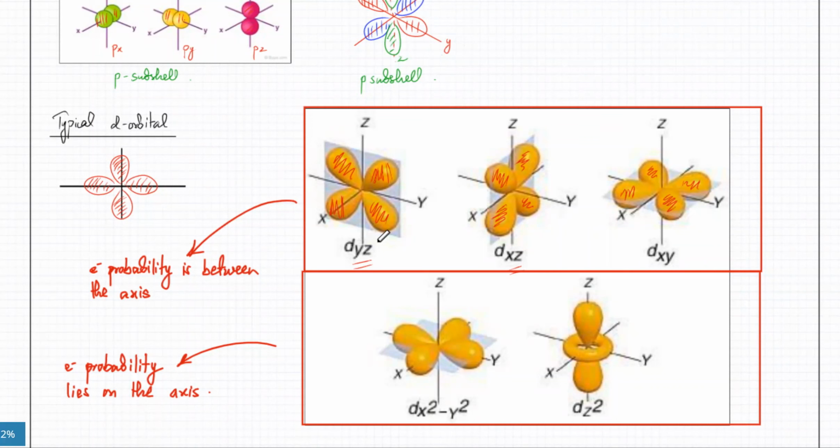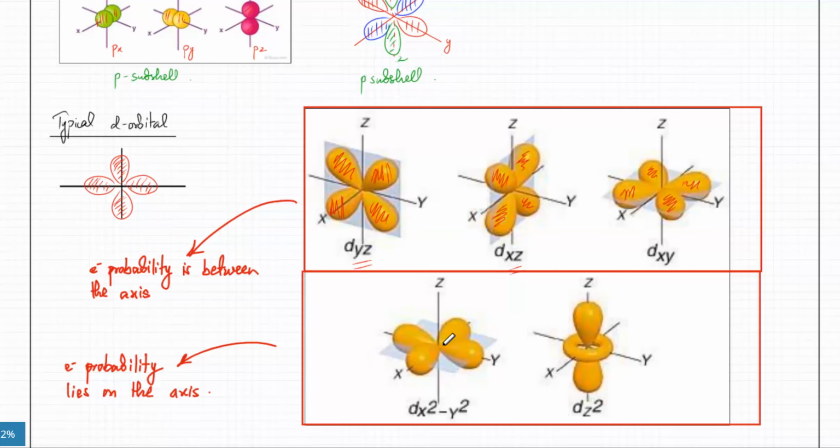It could be in the YZ plane. So the electron density, or the negative charge of the electron, is found between the z and y axis. It could be between the x and the z axis. It could be between the x and the y axis. So these 3 orbitals were where the electron or the negative charge probability was between the axes. You can find the negative charge between the axes. So there were 3 different orientations for that.